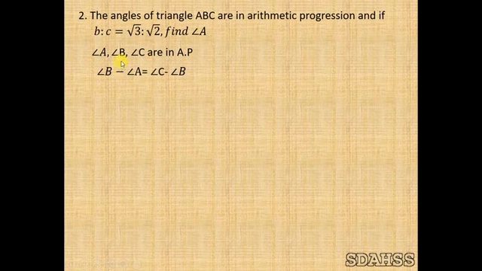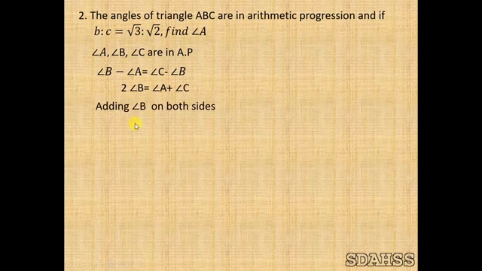How to find the common difference? That is second term minus first term, third term minus second term. So we can write angle B minus angle A is equal to angle C minus angle B. You bring this angle B to the other side, it becomes positive. So angle B plus angle B, 2 times angle B is equal to angle A plus angle C.